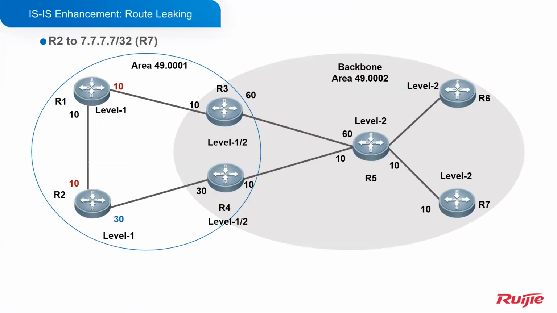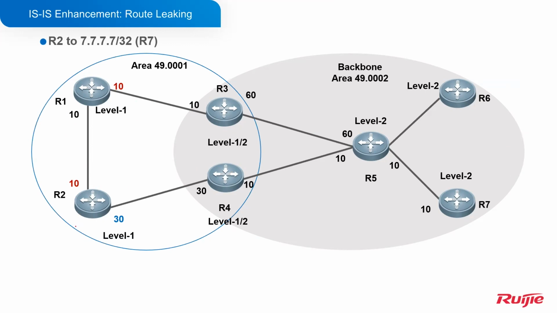And here is an example. If you don't do the route leaking, what's the result? Finally, maybe you will choose a route that is not the best for your packet forwarding. For example, the same topology, right? Routers 1, 2, 3, 4, 5, 6, and 7, and they are located in 2 areas.